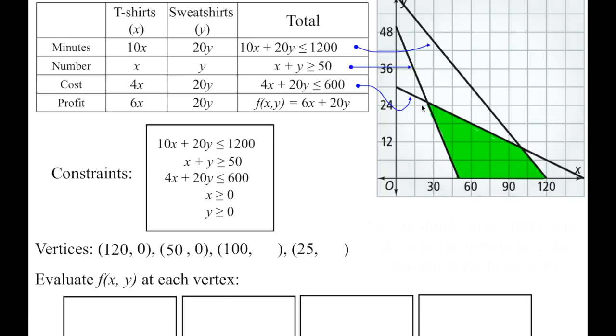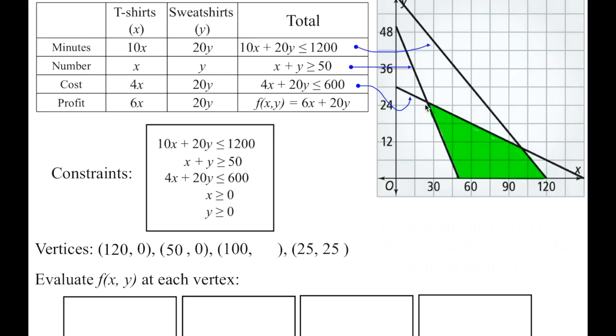So what we need to do is solve this inequality, make it into an equation. So just make it 4x plus 20y equals 600. And solve that simultaneously with the one it intersects with, which is the one right above it, x plus y is equal to 50. So I would use substitution on that one. Say y equals 50 minus x, substitute it in for y and solve. And that will give you your x and your y variables, or the coordinates of that vertex. And that vertex turns out to be, I have it down here for you, 25, 25. So that's where those 2 intersect.